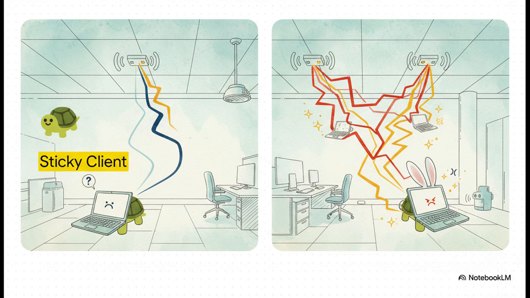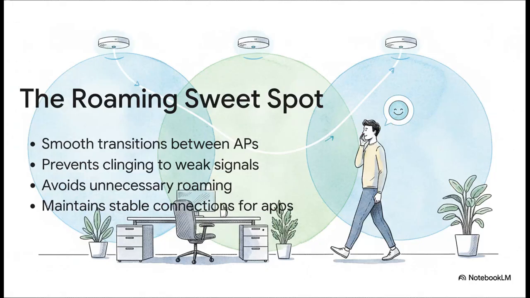Then, on the other extreme, you've got high aggressiveness. This is the hyperactive client, the one that gets antsy and jumps between APs every time the wind blows, causing all sorts of annoying reconnects. So obviously, our job is to find that perfect roaming sweet spot in the middle. We need to set up the client so it makes smart, smooth handoffs. It has to be aggressive enough to know when to let go of a bad signal, but not so jumpy that it's roaming when it doesn't need to.